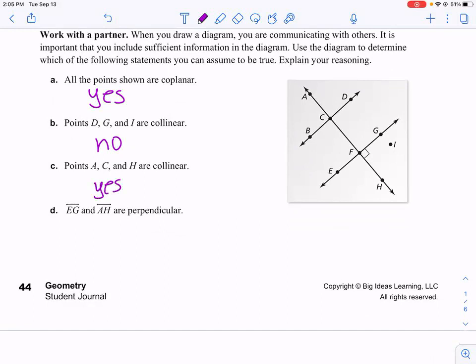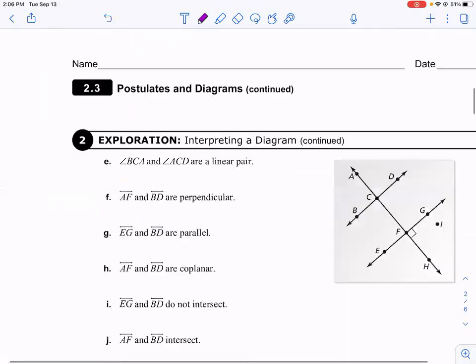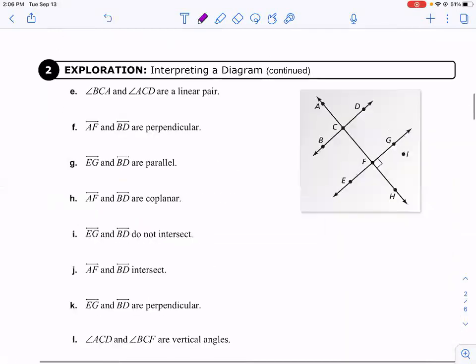Okay, we're good. EG and AH are perpendicular. Adri. True. How do we know that? Because there's a box. Because there's that 90-degree angle mark, or we can call it a box. Okay. All right. Are these two angles a linear pair, Rhett?